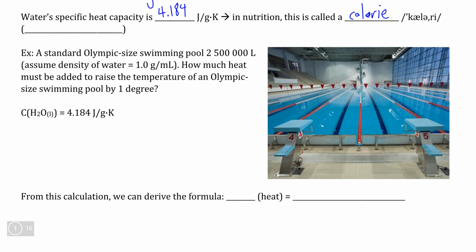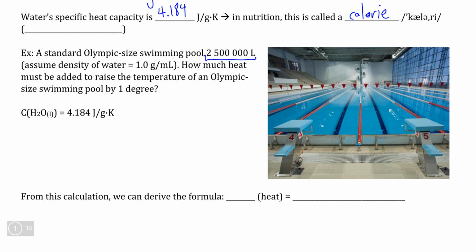On that note, we can take a look at a sample problem in terms of showing how to use a substance's specific heat capacity in order to do a fairly simple calculation. So if we consider a 50-meter Olympic-sized swimming pool, the capacity of a swimming pool is about 2.5 million liters of water. Don't ask me how I know.